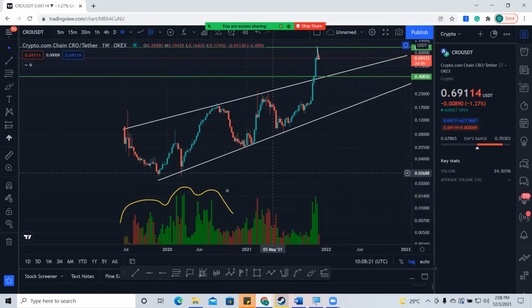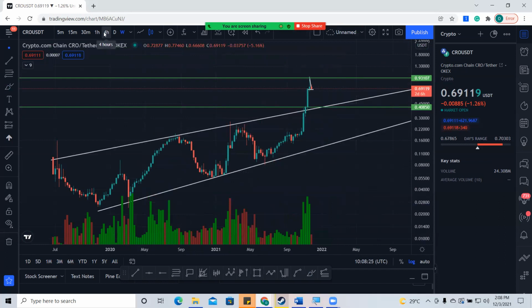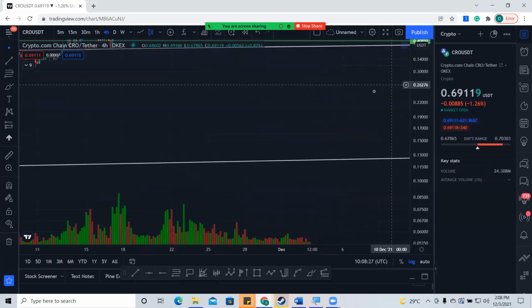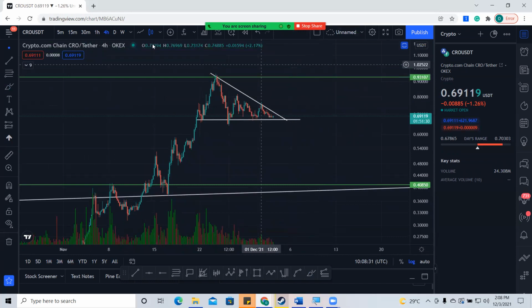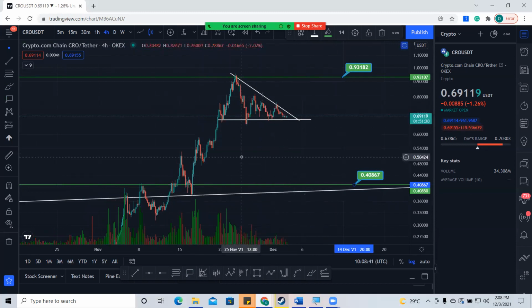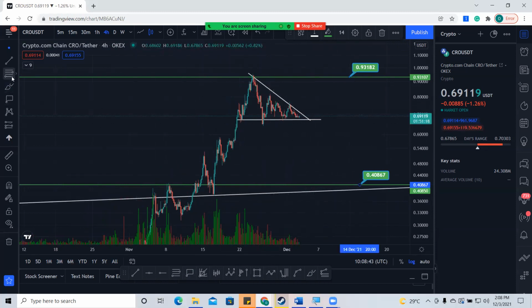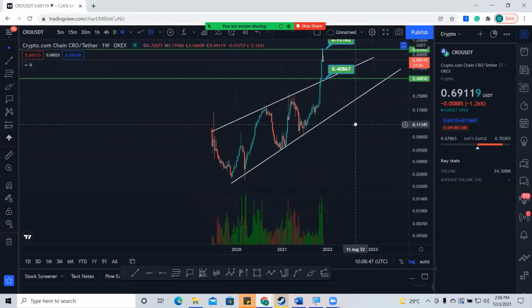So I want to show you something with CRO. Now if you could just come to the 4-hourly chart, I gave you the target. This is to the upside, and this is to the downside. Now looking at this scenario, we can take our Fibonacci and measure CRO's movement.